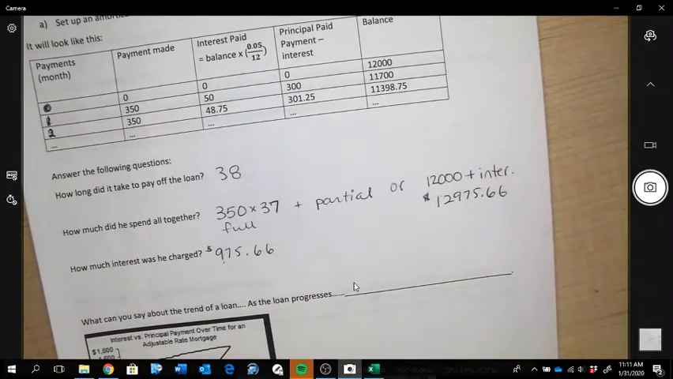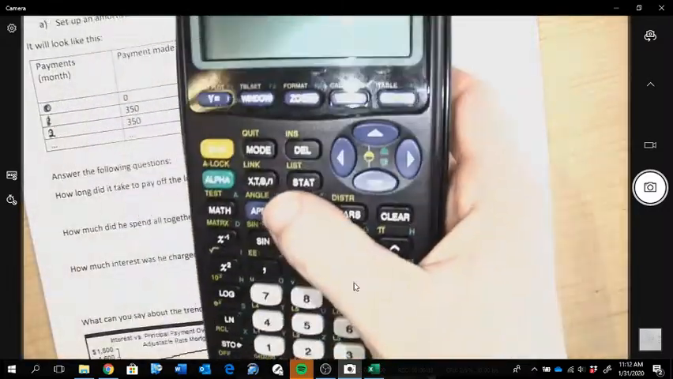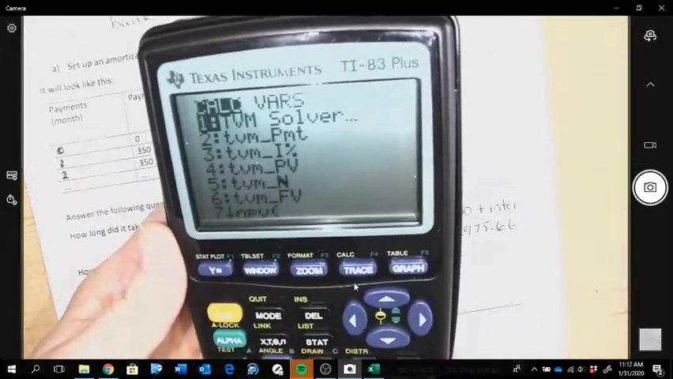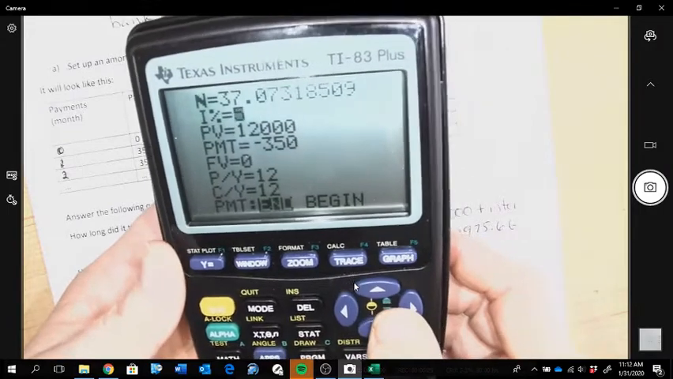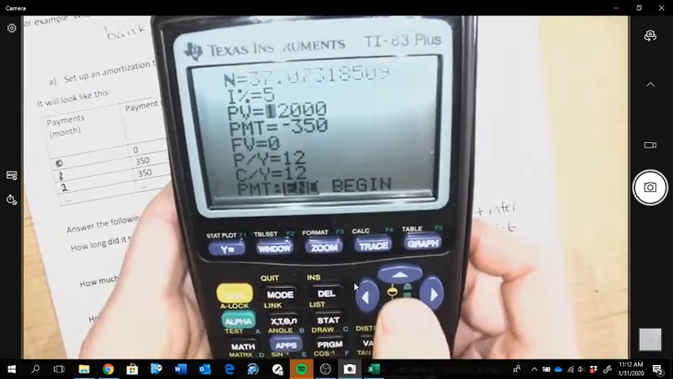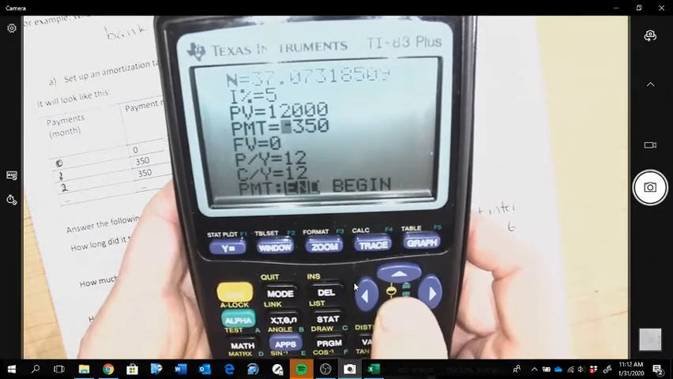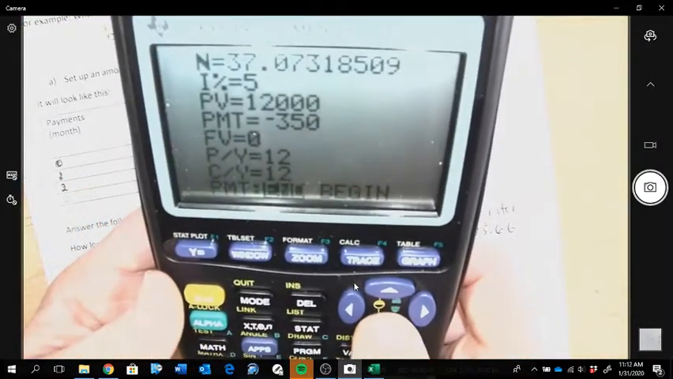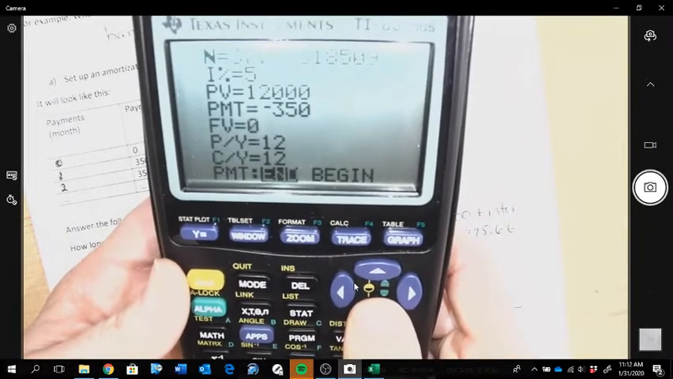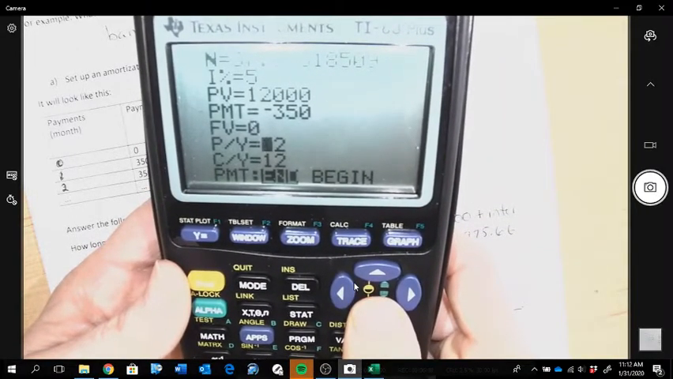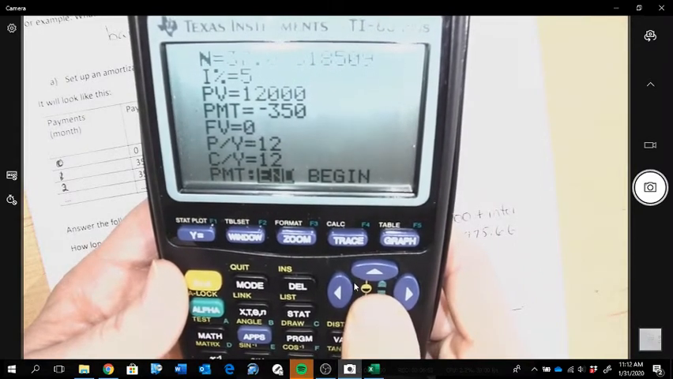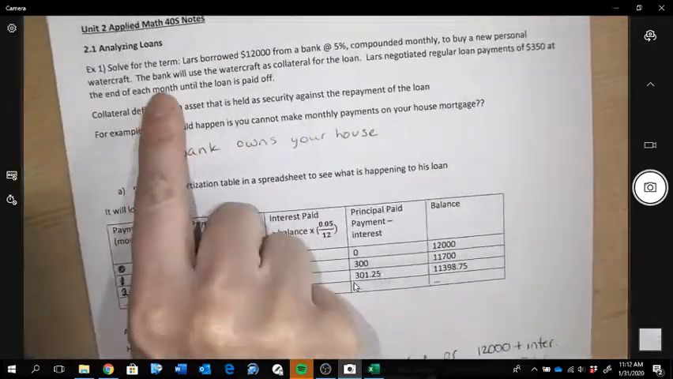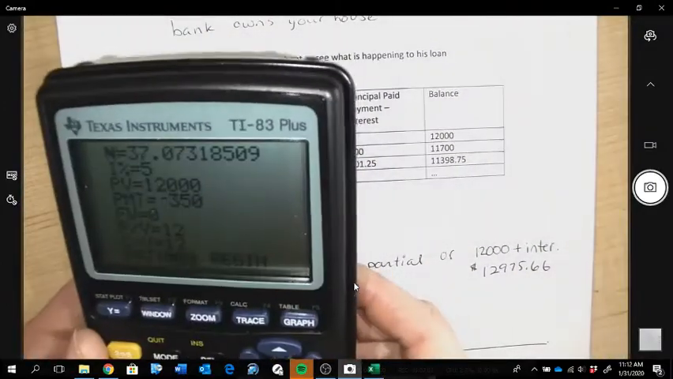Okay, I'm going to show you the exact same thing on your calculator. I'm going to hit the apps button, and I'm going to go to the financial app, TVM solver. So I'm going to type in here 5, the loan starts at 12,000. Every month we're going to be subtracting $350 from the loan, so you do need a negative sign in there. So negative $350. Future value, we want that to go down to 0 because we want the loan to be paid off. 12, because you're doing 12 payments per year. And it did say at the end of each month in the question, so we do have to hit that.